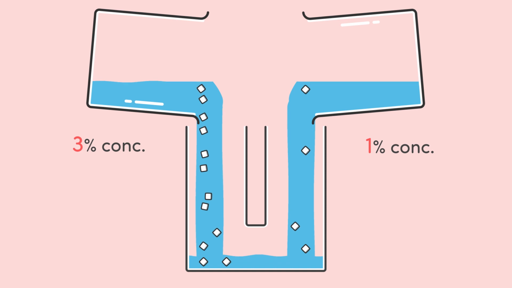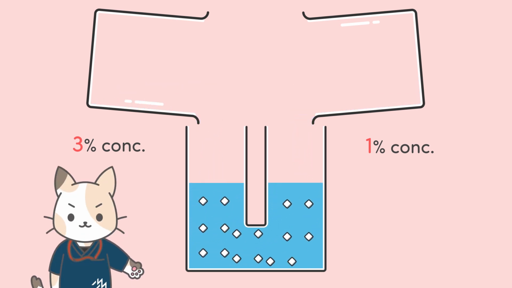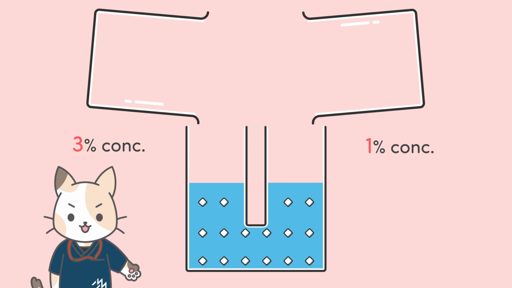Let's put these 2 solutions into this impractical-looking container. Naturally, since the container is connected, the concentrated and diluted saltwater solutions will mix together. We've put in equal amounts of each, so we've made a 2% saltwater solution. This is a law of nature. It's common sense.